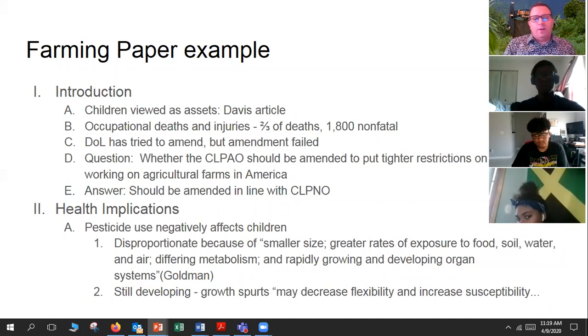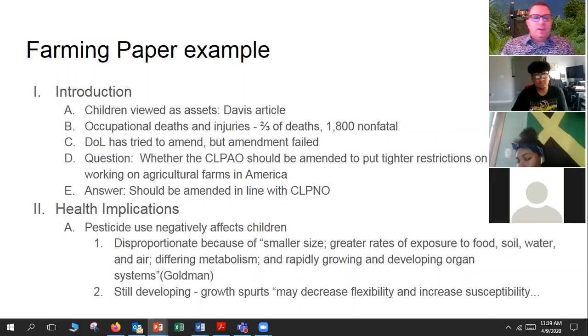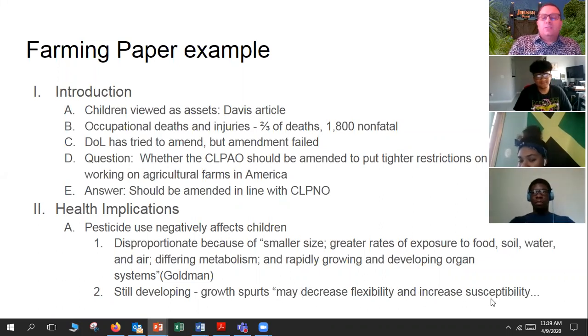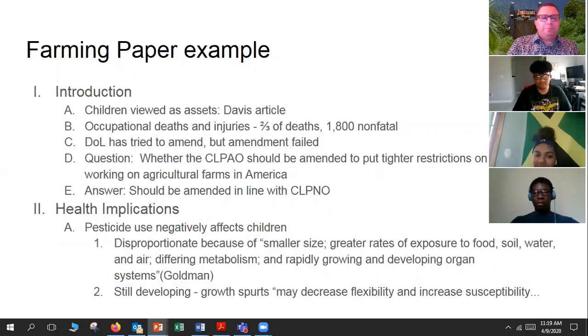Obviously, I haven't read that article, so I don't know exactly what it is, but notice that that was cited. Okay, and then there was a study that was still ongoing at the time that said that their growth spurts were also affected, and that these children suffered from decreased flexibility and increased susceptibility to certain diseases. So in that first body paragraph, they again addressed this from the health perspective.